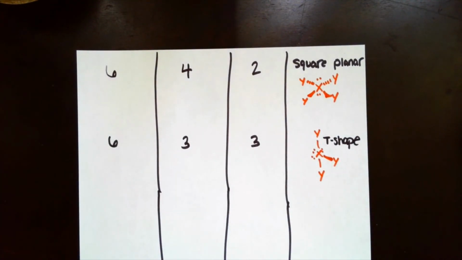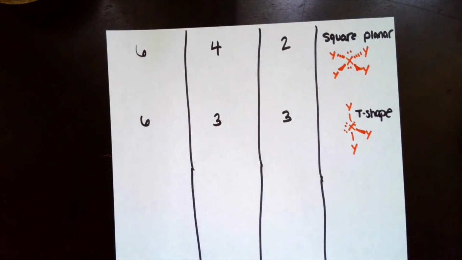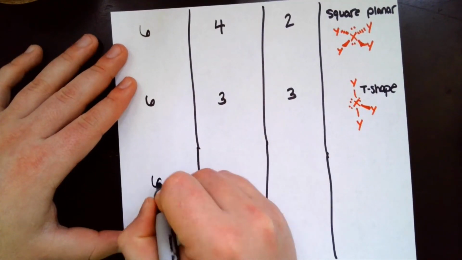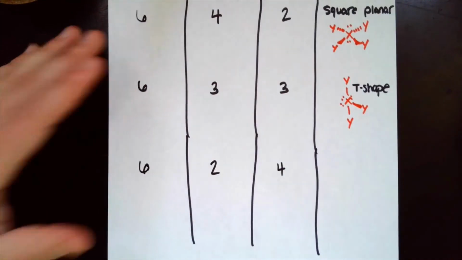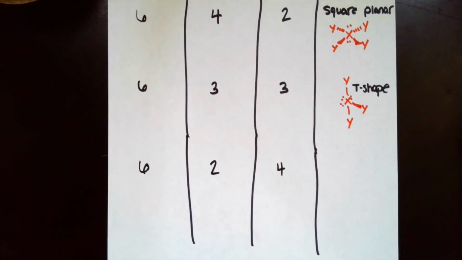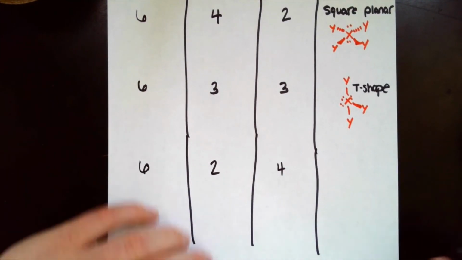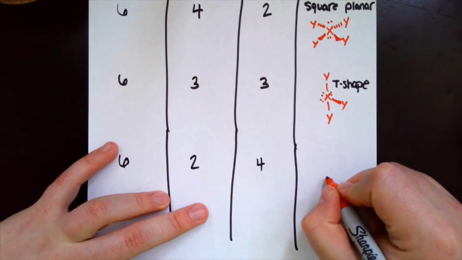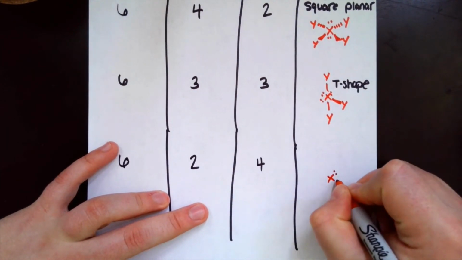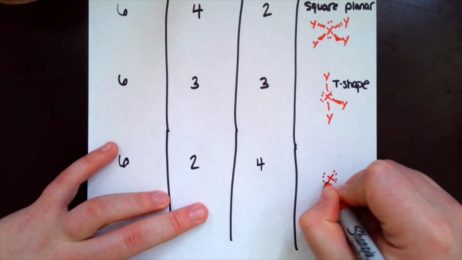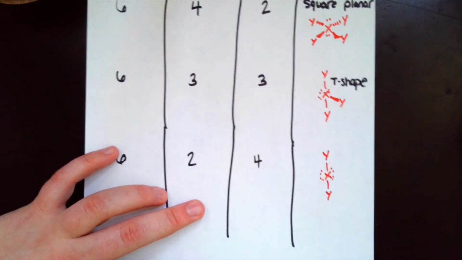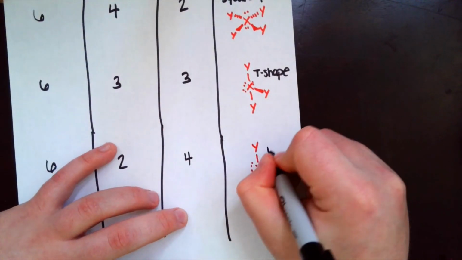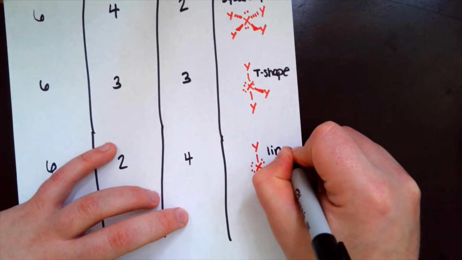And lastly, if we have 6 domains, 2 of them are bonds, and 4 of them are lone pairs. This is going to be very similar to the last one we did for 5 domains. So every equatorial position is a lone pair. You just have 1 bond above, 1 bond below, and this is another version of linear. And those are your molecular geometries.